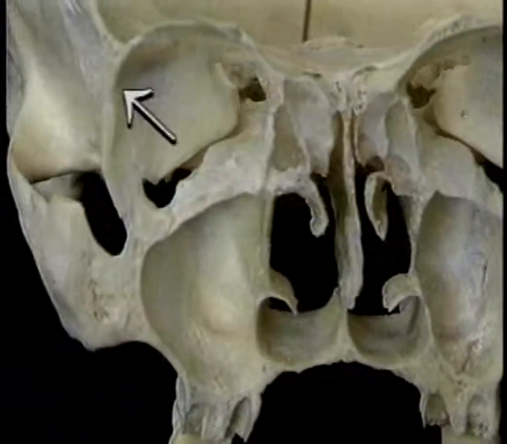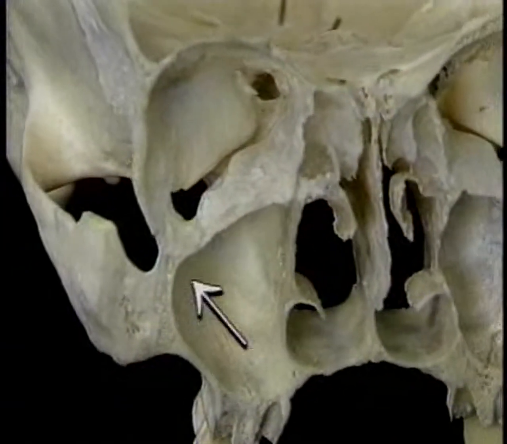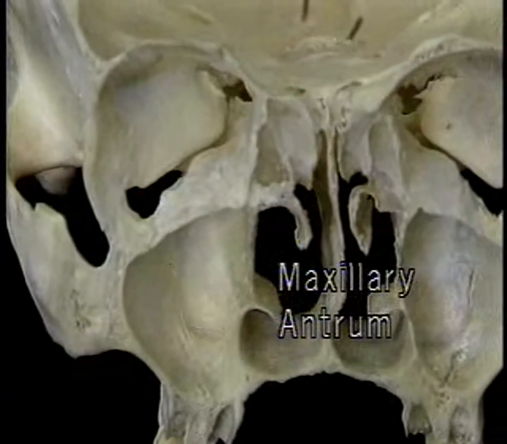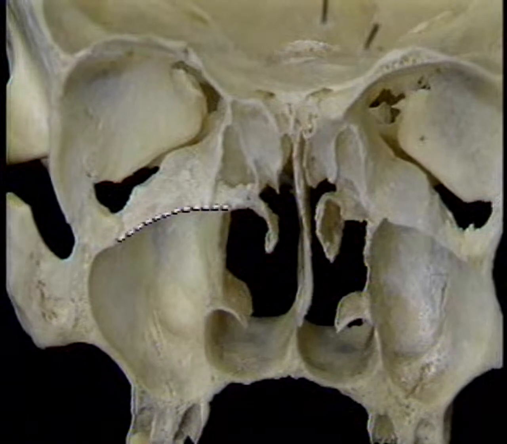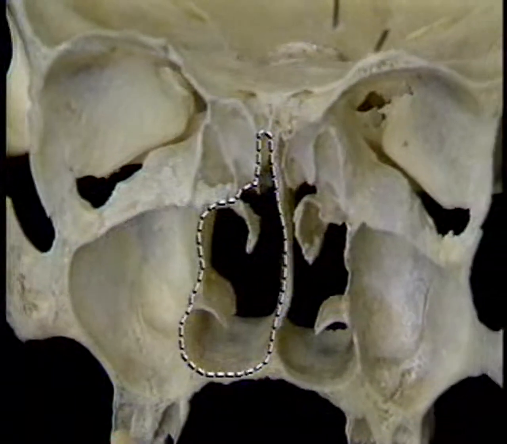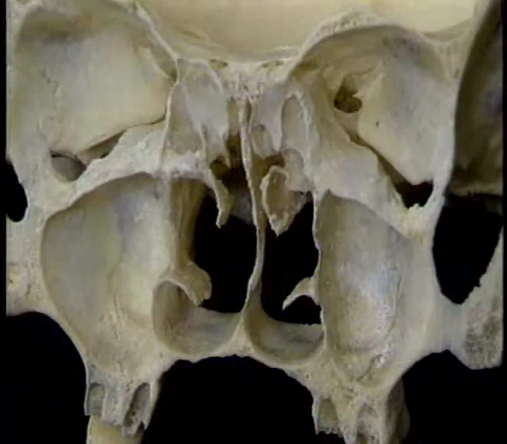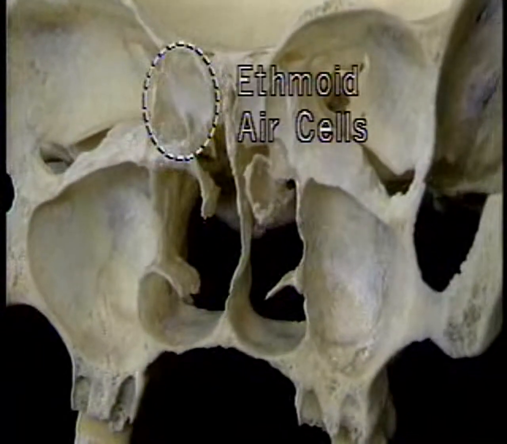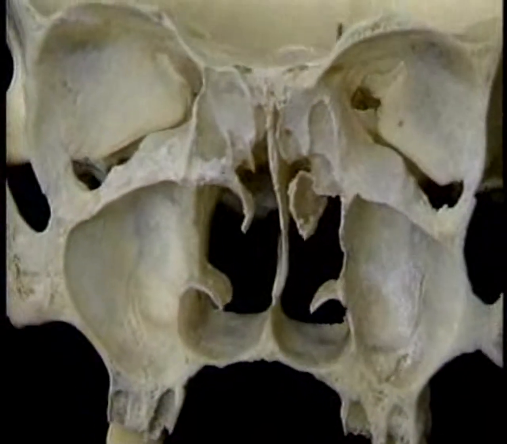Here's the back of the orbital cavity. Below it is the hollow space in the maxilla, the maxillary antrum, which we'll look at later. At about the level of the floor of the orbit, the nasal cavity becomes much narrower. The narrowing is caused by the presence of this collection of small hollow spaces, the ethmoid air cells. We'll see more of these in a minute.